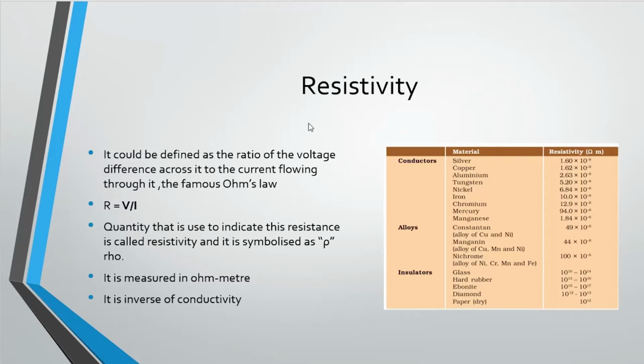So the electrical resistance of an electrical or an electronic component or a device is generally defined as the ratio of the voltage difference across it to the current flowing through it. That is the famous Ohm's law. If we take, for example, the potential drop between 2 points, it's actually the potential difference between the 2 points of a circuit divided by the current flowing through it. That way we describe resistance.